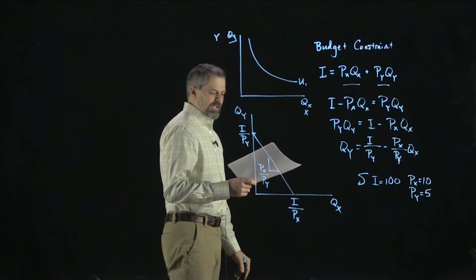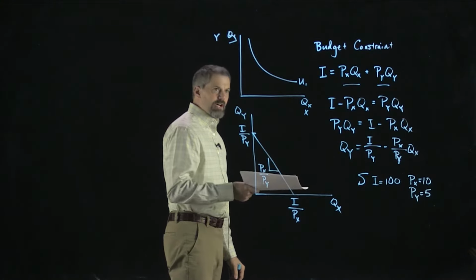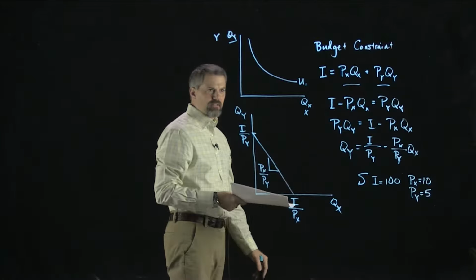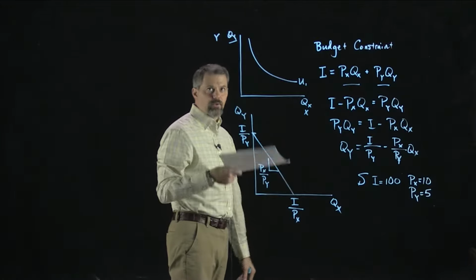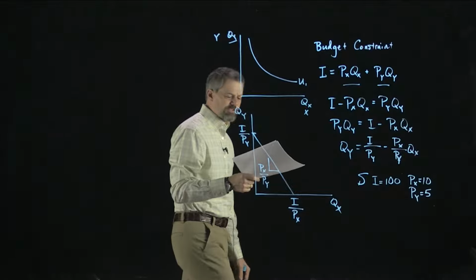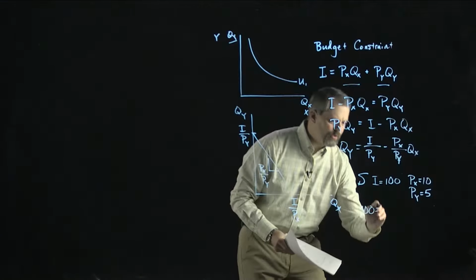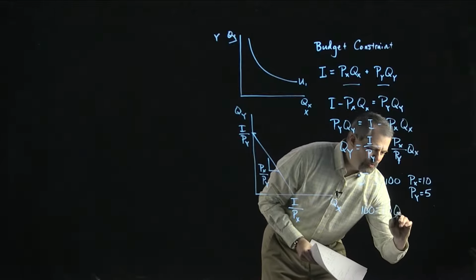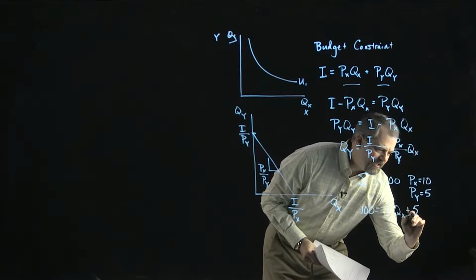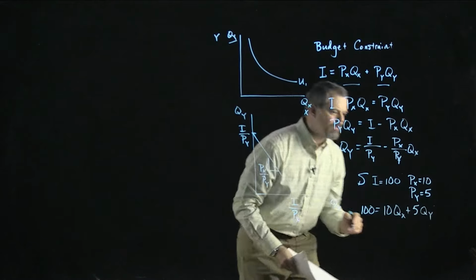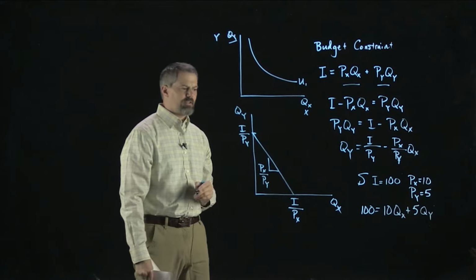So let's plug in those numbers into this version of it, and then we'll solve it for QY and then we'll graph it. So 100 is equal to 10QX plus 5QY. There's what my budget constraint looks like.